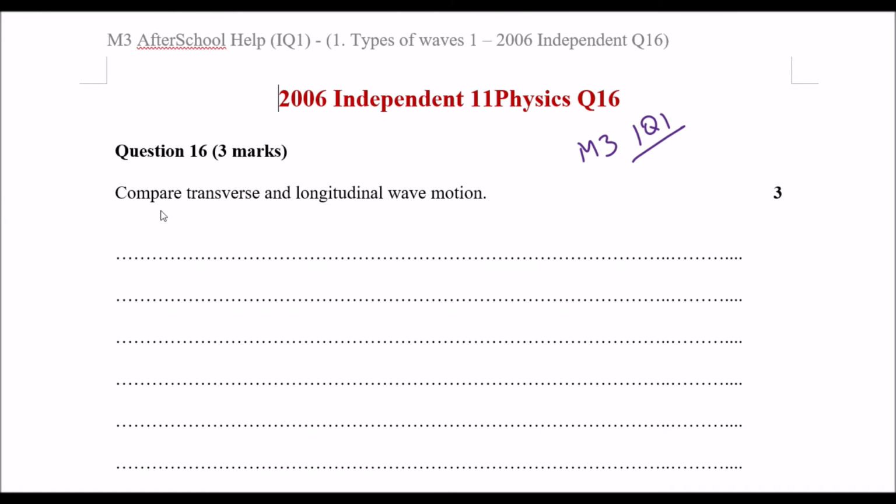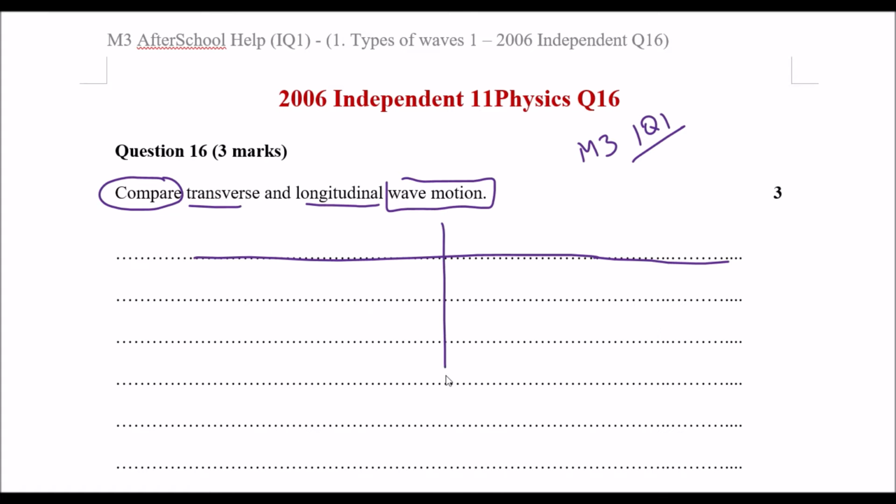So the first thing we're going to do is compare a transverse and a longitudinal wave motion. So let's go for something slightly different. Let's do this in a table structure. Okay, so we'll do that. We'll do transverse wave and a longitudinal wave here. And we are trying to compare the motion of the wave, okay?